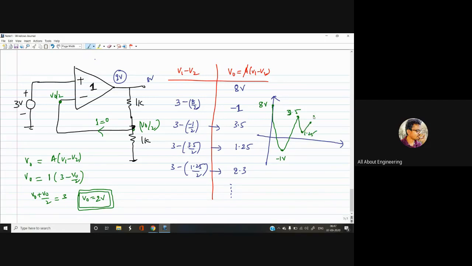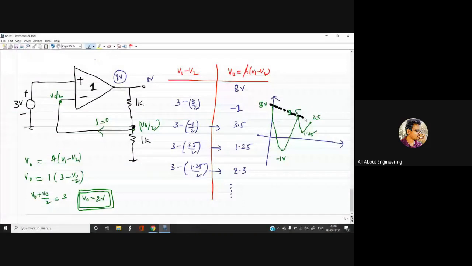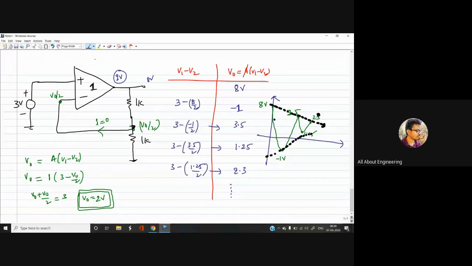Now, if you observe this as a chain, the values are gradually decreasing. From 8, it reached 3.5, next 2.5, 2.3. And similarly, here from 1, it is increased to 1.25 and so on. After these continuous fluctuations, soon it is going to trace its original output, that is V naught equal to 2 volts.